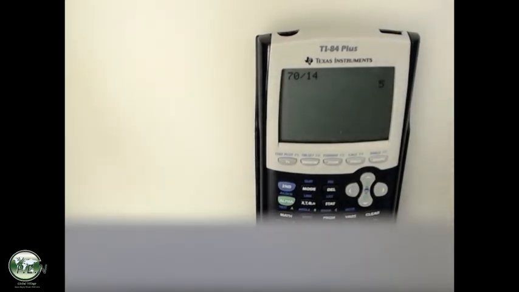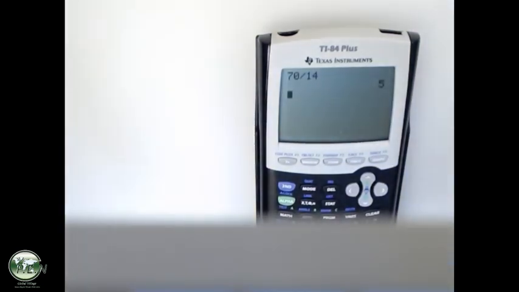Turn on a lamp. A little bit better. Not much.